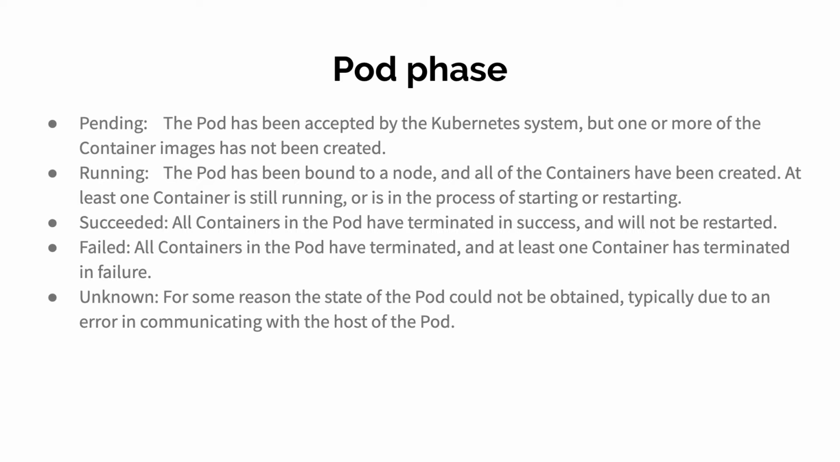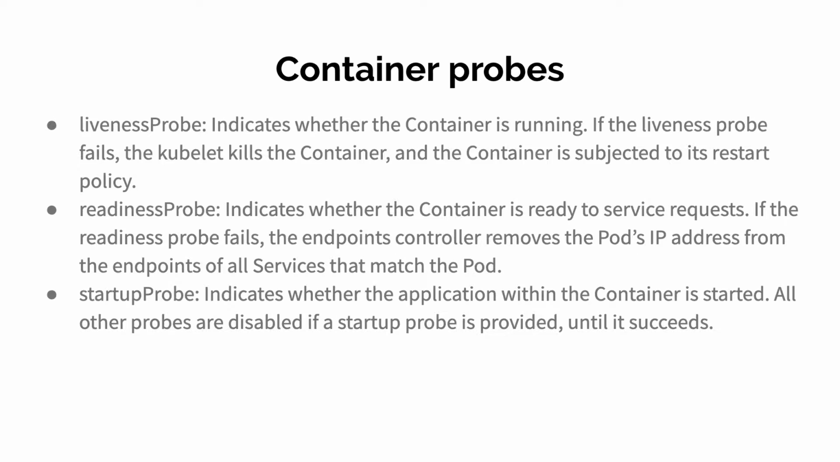And then there is one more, which is the unknown phase, which is for some kind of error that occurs which is not part of the above four phases. Maybe it occurred due to some issue in the node or in the master, so it goes to unknown state.